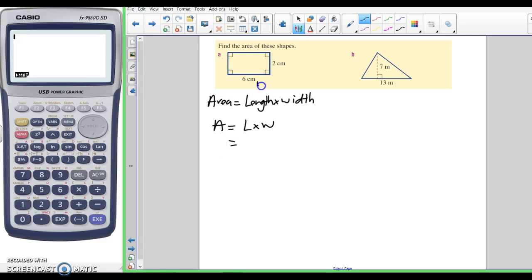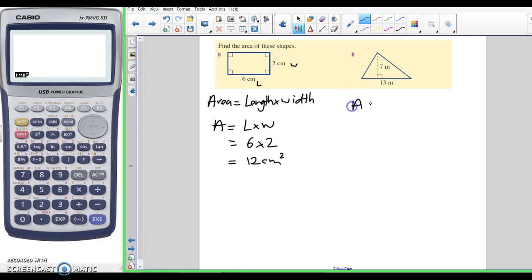Now, 6 is going to be our length, 2 is going to be our width, so 6 times 2. So we're really just substituting the value in for what the pronumeral, the unknown, is, okay? So 6 times 2 would give us 12 centimeters, and we make sure it's squared because we're using the formula for area.